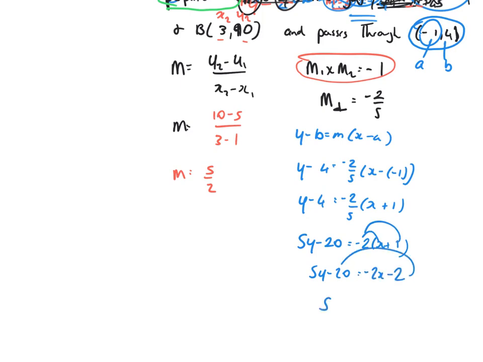Bring that over, change its sign. 5y equals minus 2x minus 2 plus 20. Final answer, 5y equals minus 2x plus 18.